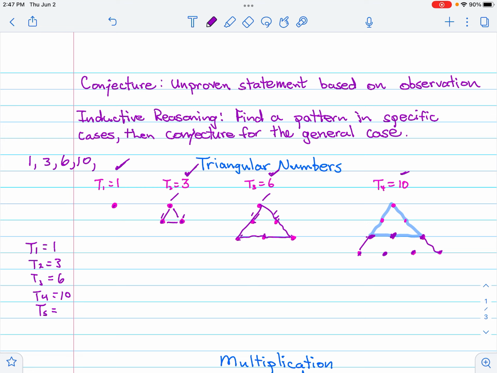Notice we added 2 to get to the 3. We added 3 to get to the 6. We added 4 to get to the 10. I bet we're going to add 5 to get to this one. So that's going to be 15. That's what my conjecture would be.